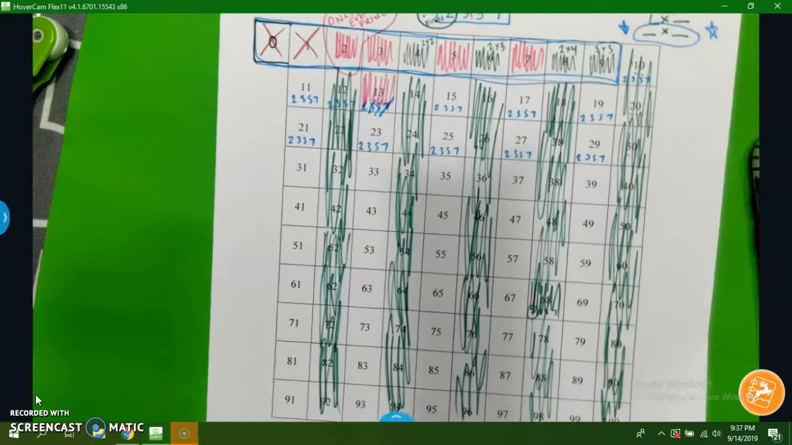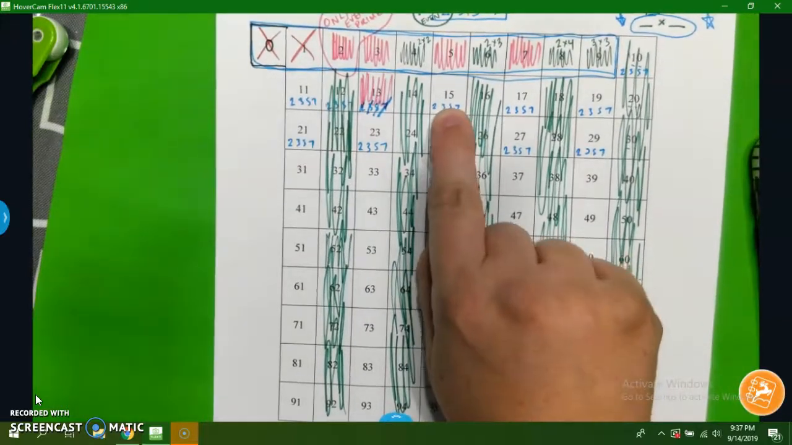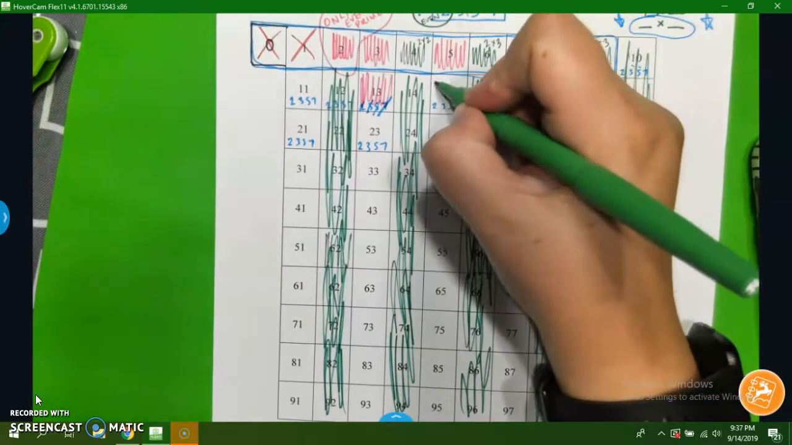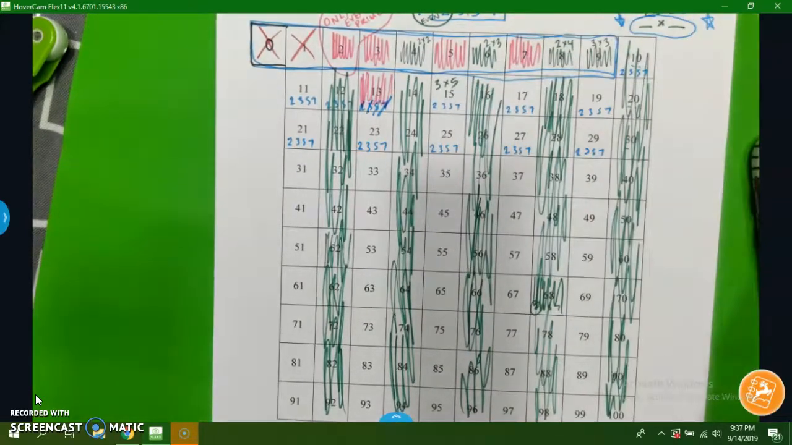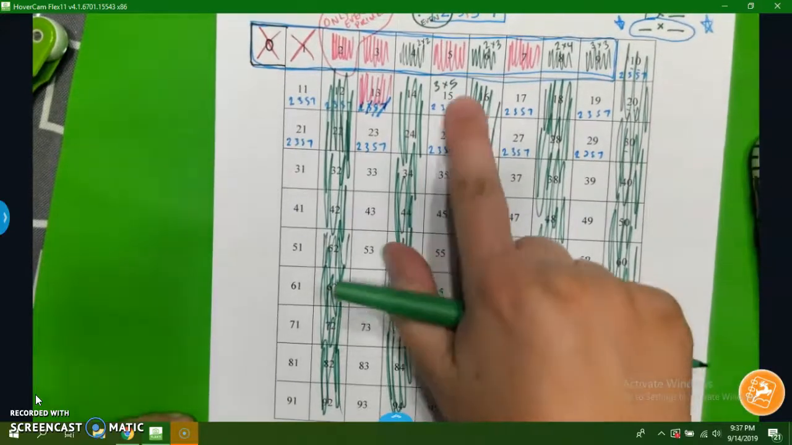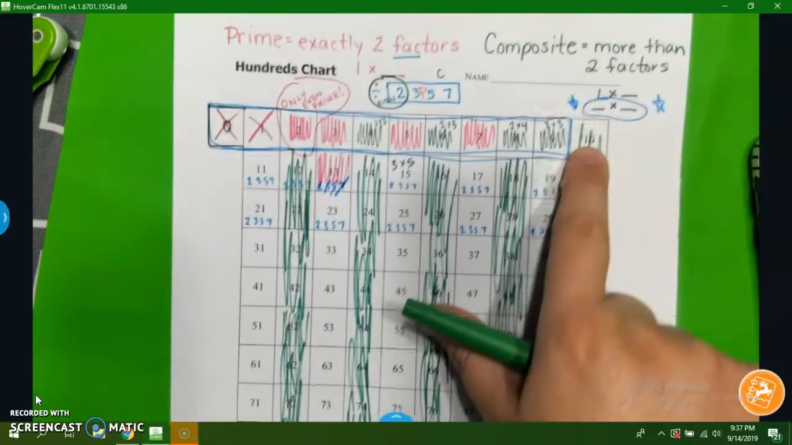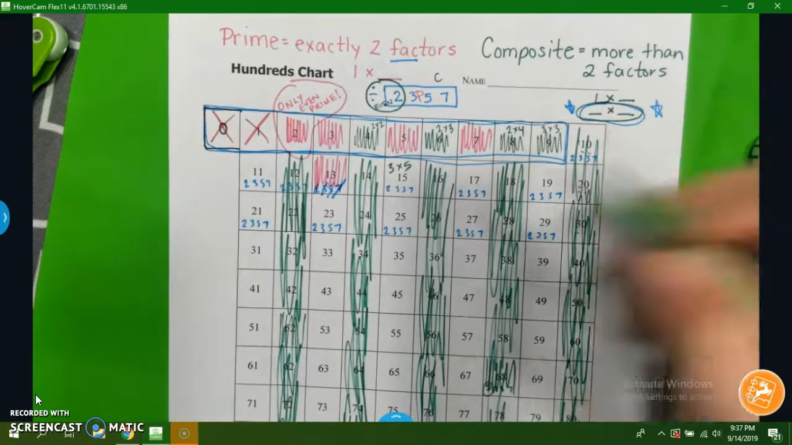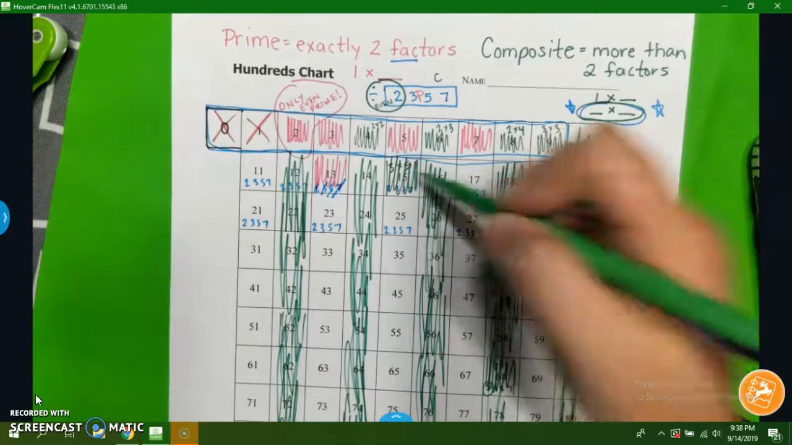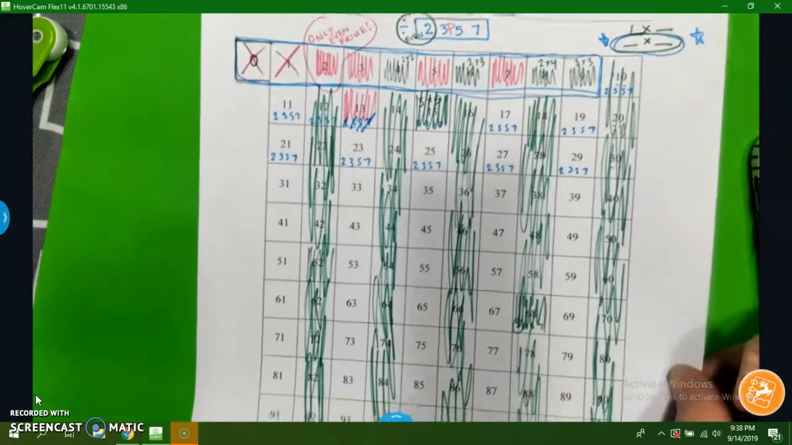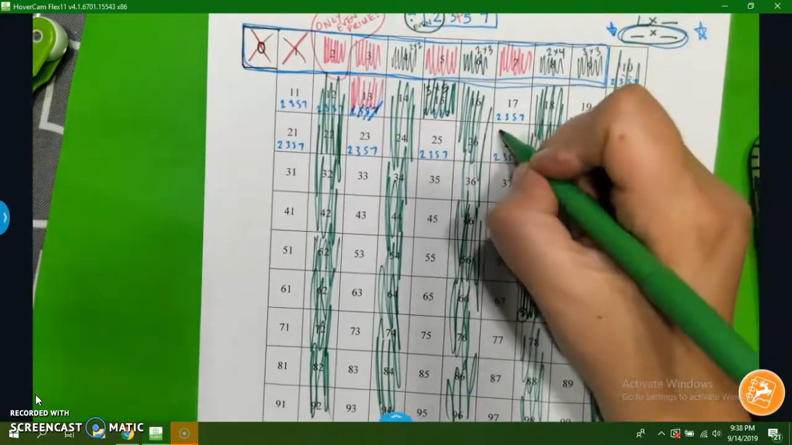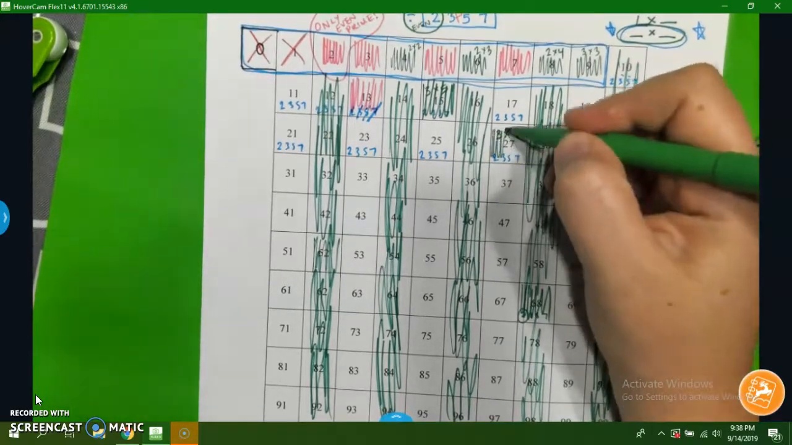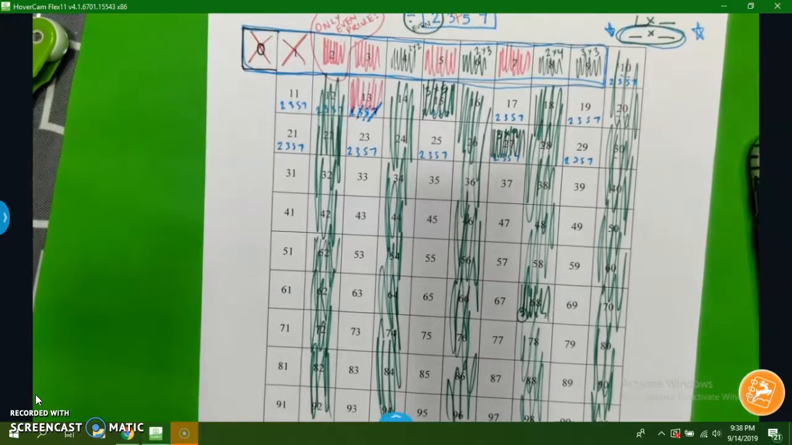Anybody got a fact for anything on here? 15. Everybody should know a fact for 15, right? What's a multiplication fact for 15? Oh, somebody said 3 times 5. Ding, ding, ding. If you can think of another way to multiply and get it, it is composite. Done. Anybody else know some multiplication facts? Let's hear them. Oh, somebody said 3 times 9. 3 times 9 is 27. Composite. Can you think of another multiplication fact?